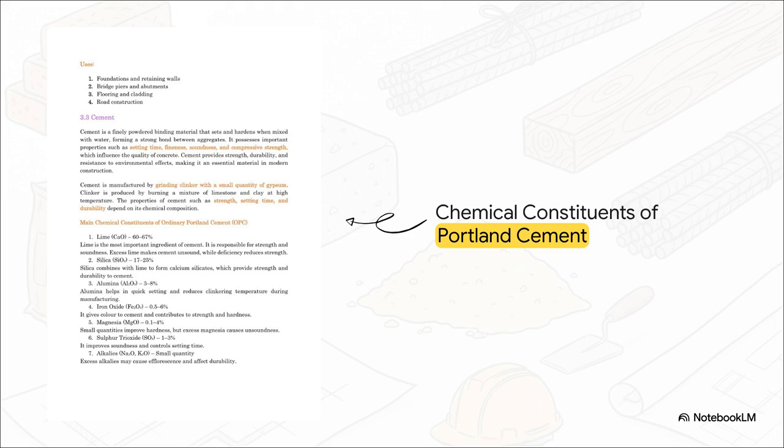It's honestly a lot like baking a cake. The performance relies entirely on exact chemical ratios. Notice the top two ingredients. Lime, making up roughly 60 to 67%, is the absolute most critical element. It drives the overall strength and soundness. Then you have silica at 17 to 25%, which combines with the lime to create calcium silicates for long-term durability.